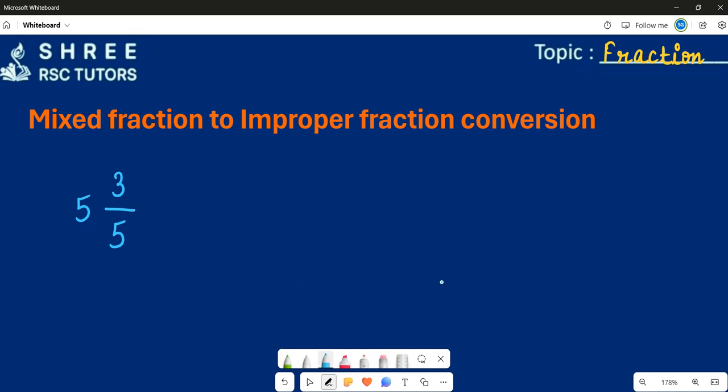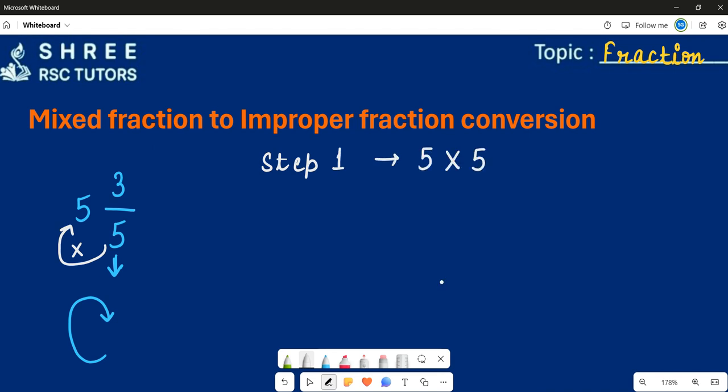Now, according to the rule, we will always start from the denominator, which is 5, and then we will move on into the clockwise direction. So first rule is that you will multiply this 5 which is in the denominator with this whole number. So this is the first step. The step number 1 is to multiply the 5 with the 5. And if you do so, you'll get 25.